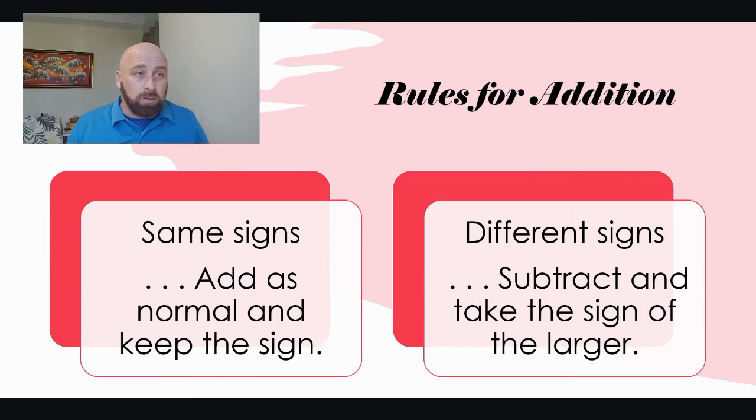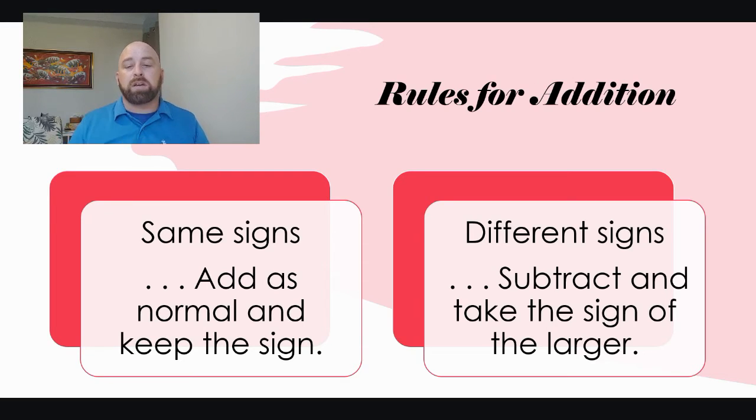You add as normal, so just add them up, and then you keep the sign the same. Don't change the sign. So if you have -2 plus -3, just add 2 and 3, and you get 5. They were both negative, so you'd have -5. Okay, so that's simple enough. Add as normal, keep the signs. That's the first rule.